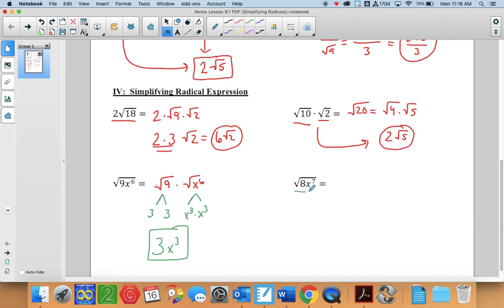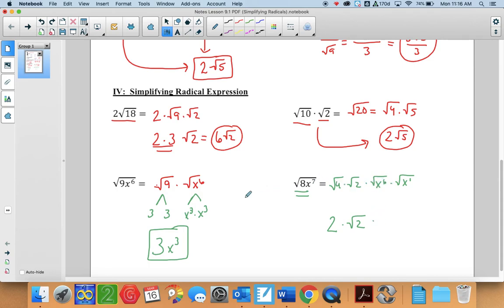All right, last problem. Square root of 8 x to the 7th. Well, let me divide up the number. That would be square root of 4 times square root of 2. And let me divide up the exponent this way, and you'll see what I'm doing here. I'm going to go ahead and say x to the 7th is x to the 6th times x to the 1st, because if I add 6 and 1, I get 7. All right, square root of 4 is 2. Root of 2 can't be simplified.